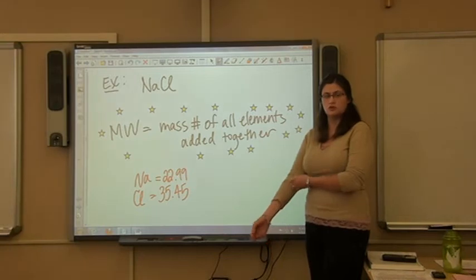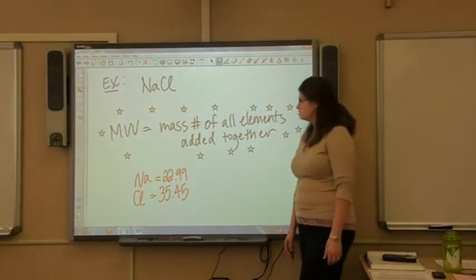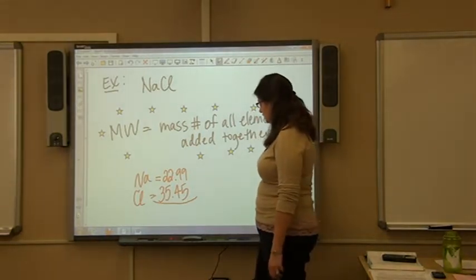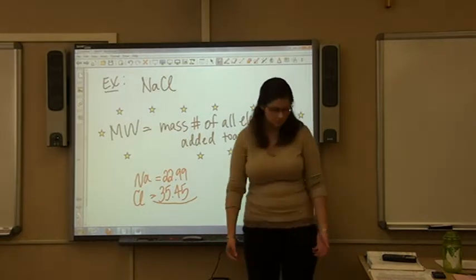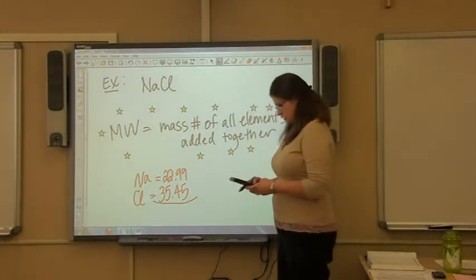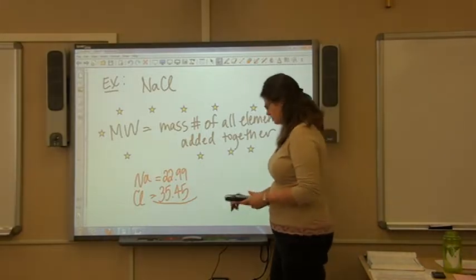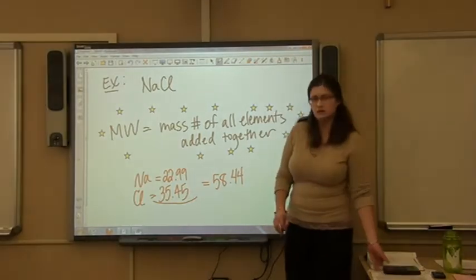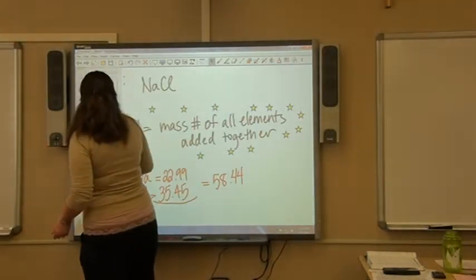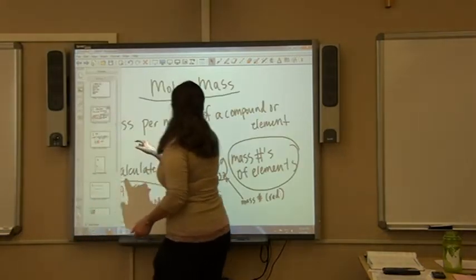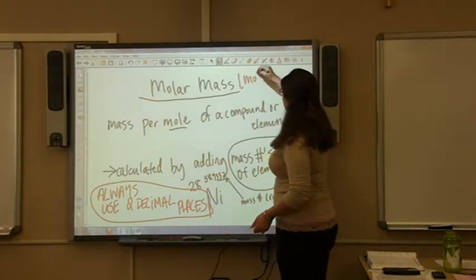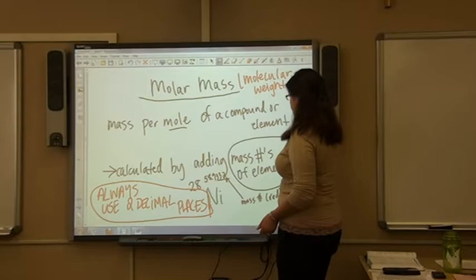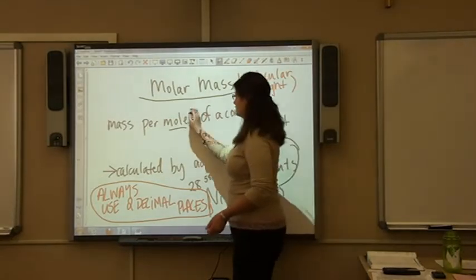Now to calculate the molecular weight, or the molar mass, all we have to do is add these two things together. 22.99 plus 35.45 equals 58.44. Now remember when we said at the beginning of our discussion, molar mass is the same thing as molecular weight, and I use these terms interchangeably. It's the mass per mole.